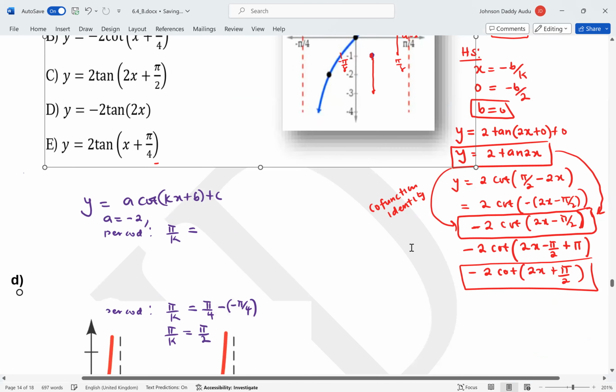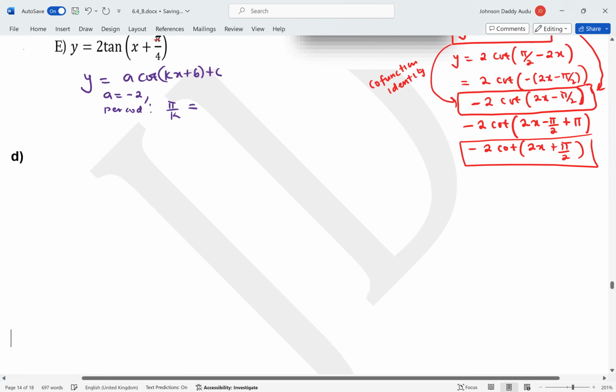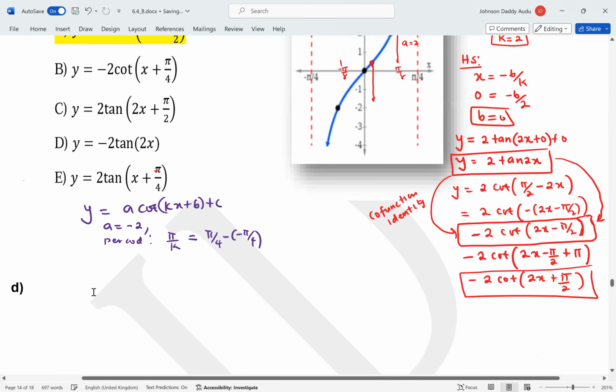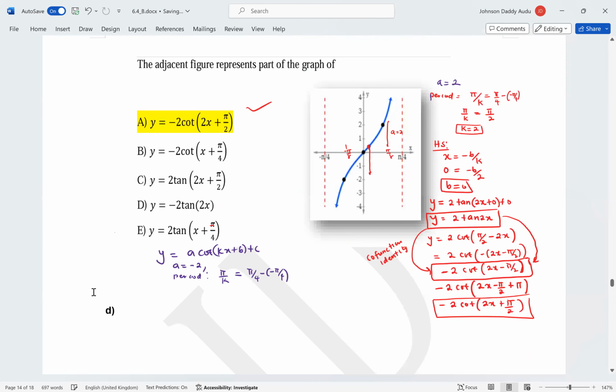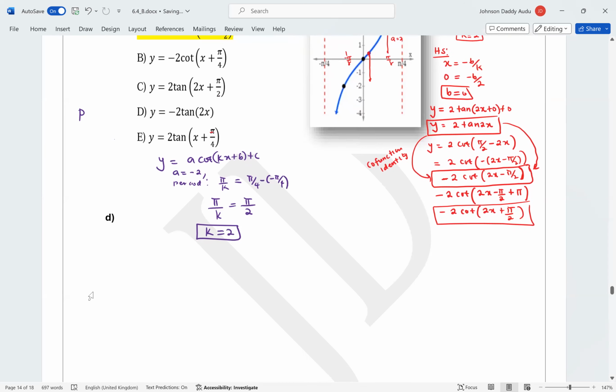And this means that, okay, put some space here. So this is pi over 4 minus minus pi over 4, right? So the period, we have pi over k is still the same thing as pi over 2, and k is equal to what? 2. Now, k is equal to 2.